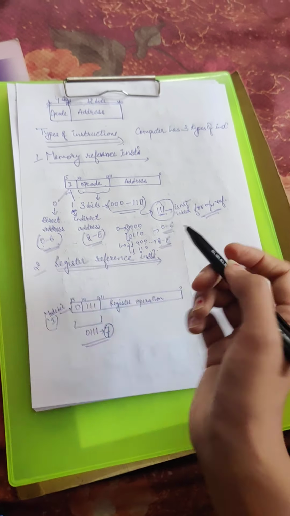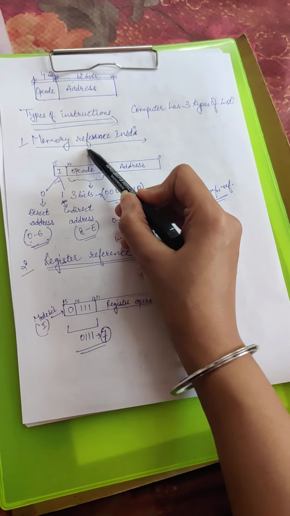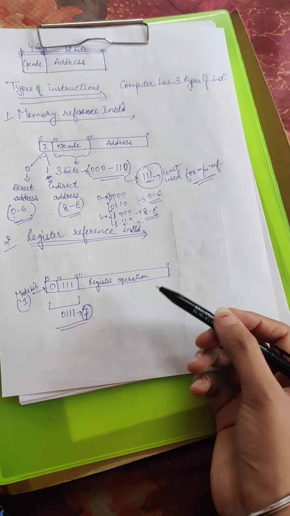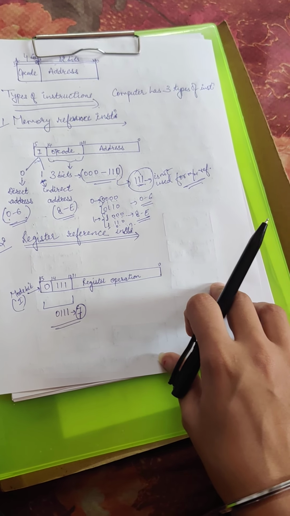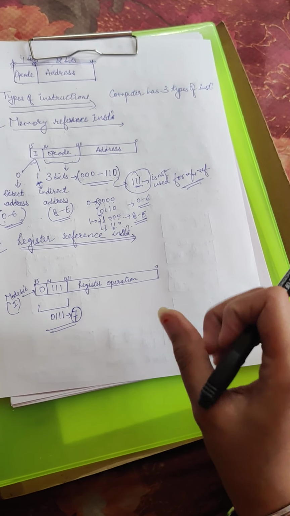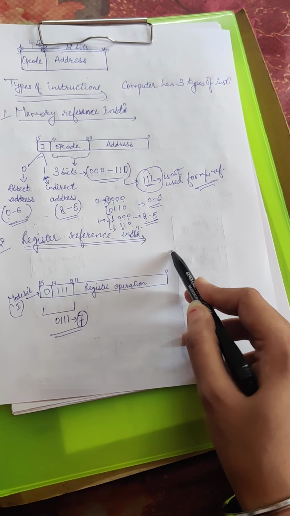Okay, and the addresses are from memory. Next is register reference instructions. These 3 instructions are similar to each other. There is only a little bit of difference. So the second is the register reference instruction.